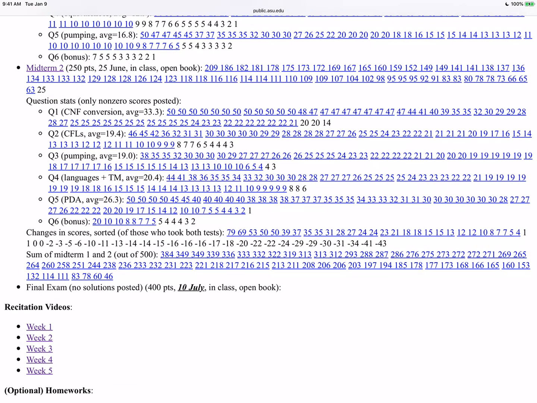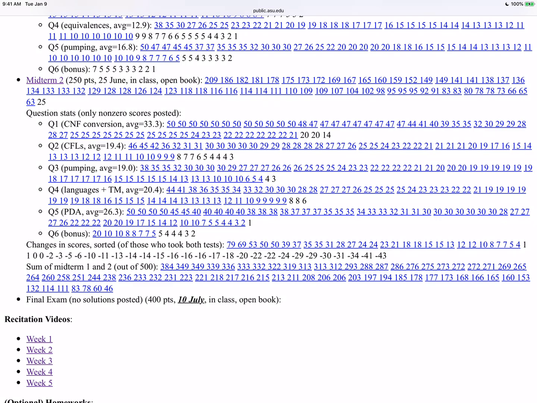So I put the changes in the scores from the first test to the second one. A lot of people did a lot better, and some people did kind of worse, but not horribly worse, which was nice. And then I also did the sum of your individual midterm 1 and midterm 2 combined to see where you are in the pack, essentially. Any questions about the score distribution? We'll go through the solutions in a bit. Anything about the actual distribution?